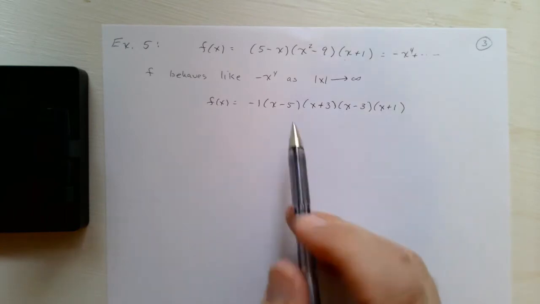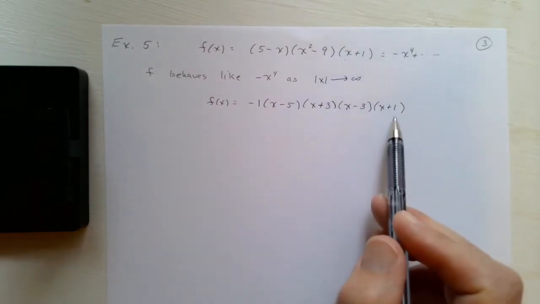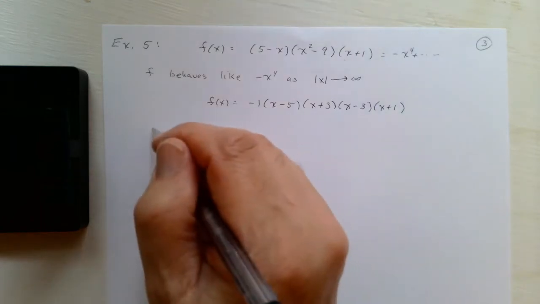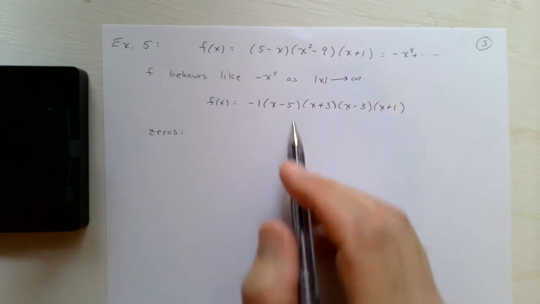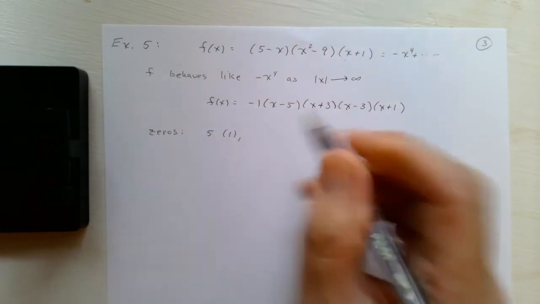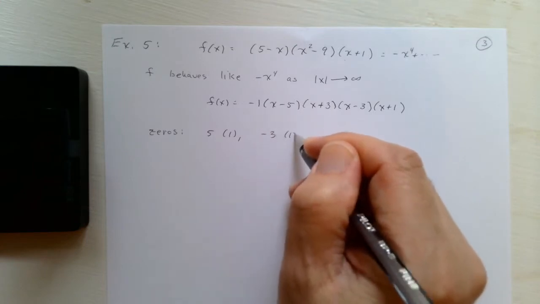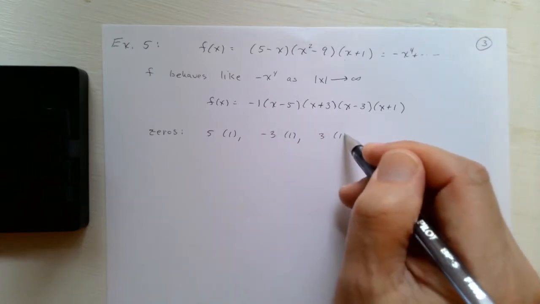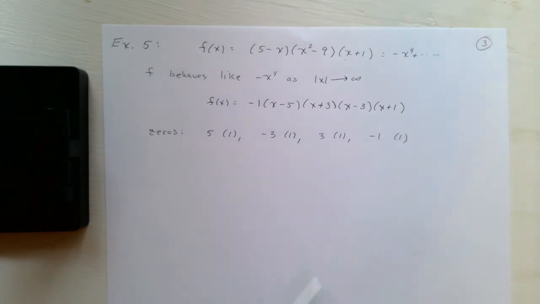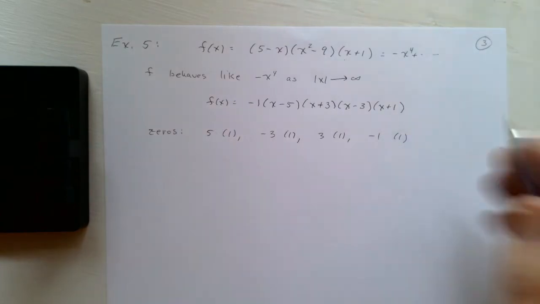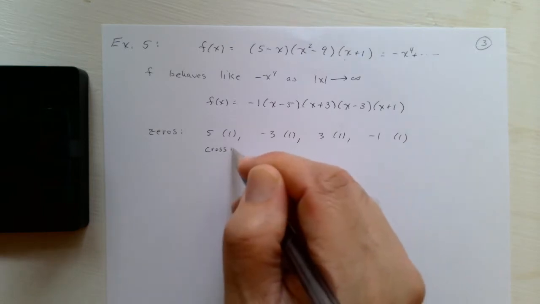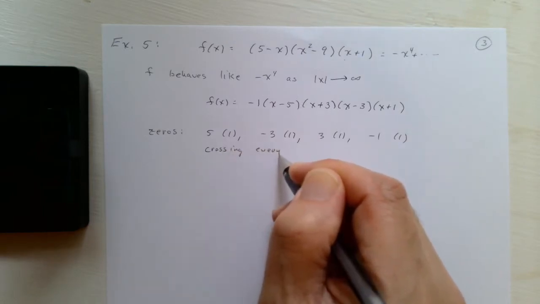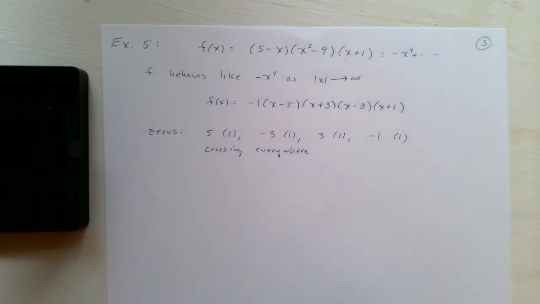Okay. We can see that we have 1, 2, 3, 4 distinct linear factors. So we're going to have 4 zeros, each with multiplicity 1. Right? We have 5, negative 3, 3, and negative 1. And we're going to be crossing everywhere, because the multiplicities are odd.